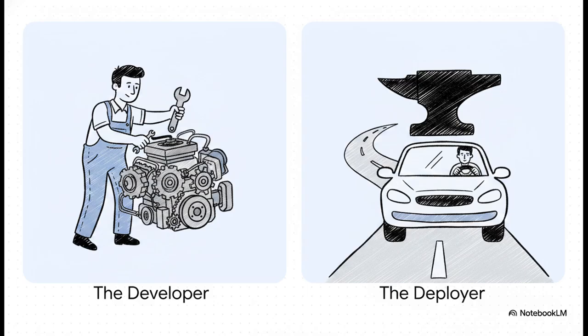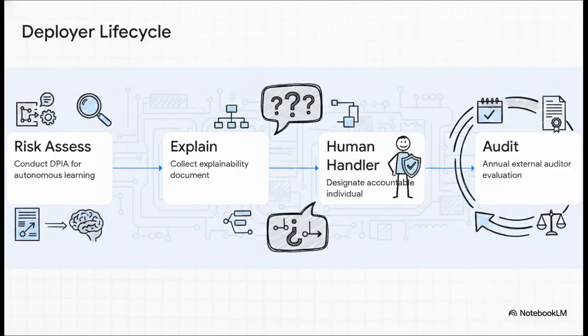So, the deployer has to follow this really strict life cycle just to legally operate the AI. Step 1, before they even hit the power button, they have to do a data protection impact assessment, specifically evaluating the AI's autonomous learning capabilities. Step 2, they have to demand that explainability document from the developer. Step 3, they designate a human handler. And step 4, they have to undergo a rigorous evaluation by an external data auditor at least once a year. It is a continuous, non-stop loop of checks and balances.